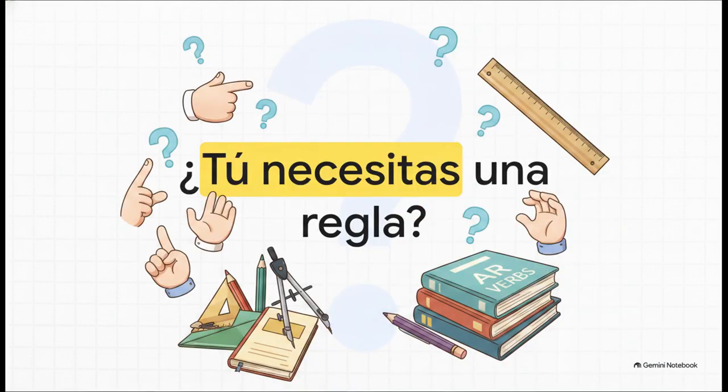Let's actually put this into practice with a quick mini conversation. Imagine someone asks you, ¿Tú necesitas una regla? Do you need a ruler? Notice how smoothly the verb shifts from the tú form in the question, necesitas, to the yo form in your answer, necesito. You'd say, sí, yo necesito una regla, or maybe, no, yo no necesito una regla. You're naturally volleying the conjugation back and forth exactly like native speakers do.